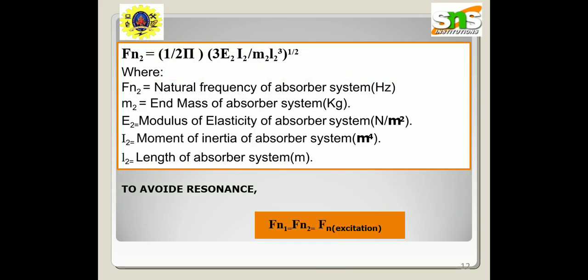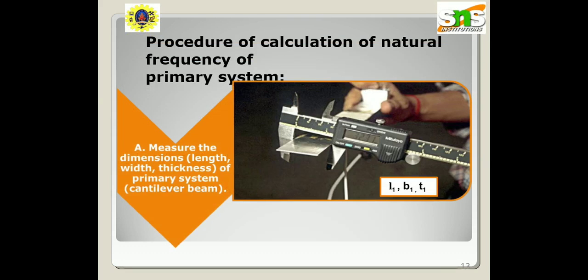Here is the second section, similarly F1 is equal to Fn2 is equal to Fn. This is the excitation. This is the procedure for calculation of the natural frequency of a primary system.